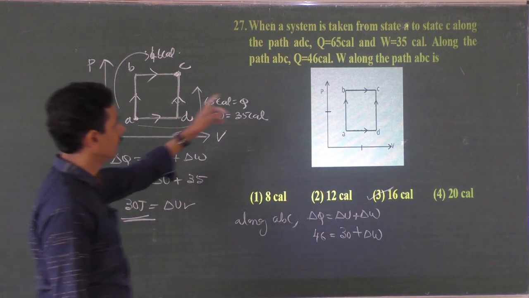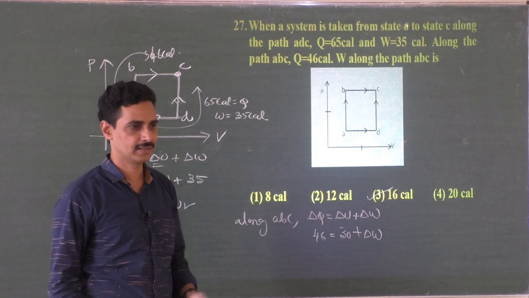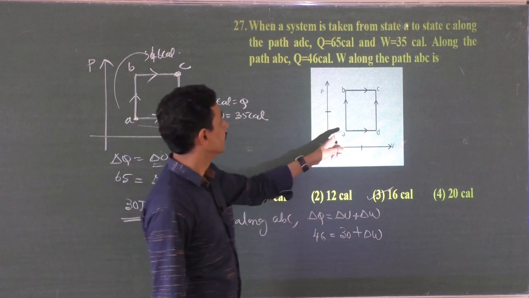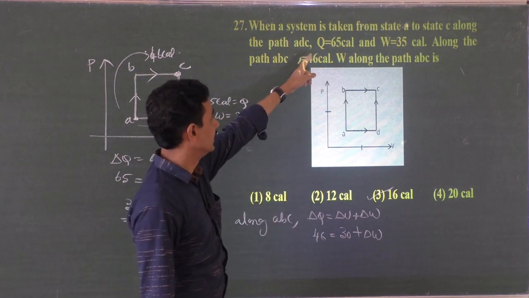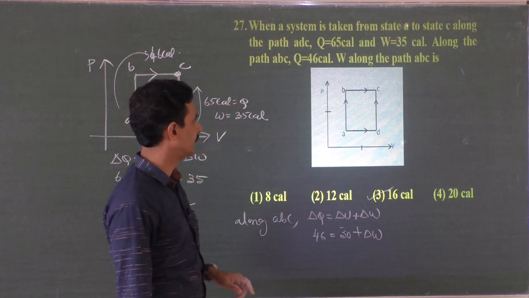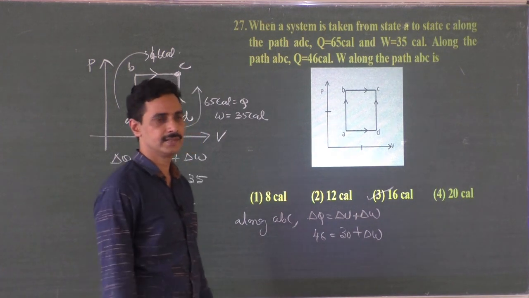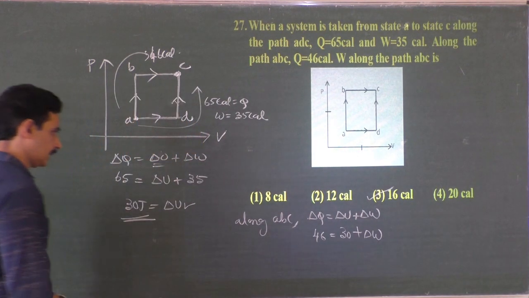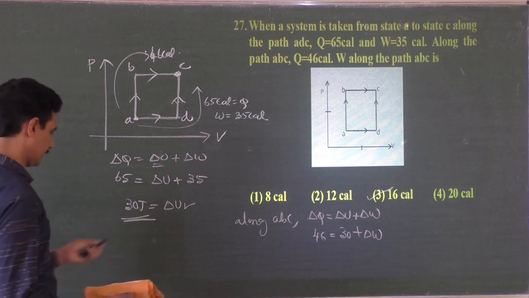So in this path, when you work it out a second time and understand the theory behind this, it is very simple. Change in the internal energy must be the same. What is the change in the internal energy in the first case? 65 minus 35, that is 30, right? What about here? 46 is absorbed. That means 16 is the work done. Yes. We have a similar problem.